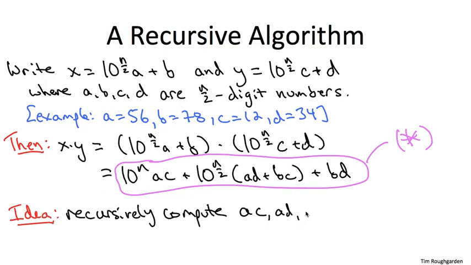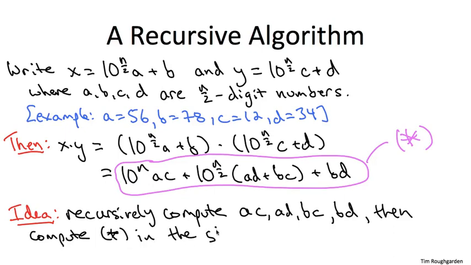And then once our 4 recursive calls come back to us with the answer, we can formulate the rest of expression star in the obvious way. We just pad a times c with n zeros at the end. We add up AD and BC using the grade school algorithm and pad the result with n over 2 zeros. And then we just sum up these 3 terms, again using the grade school addition algorithm.